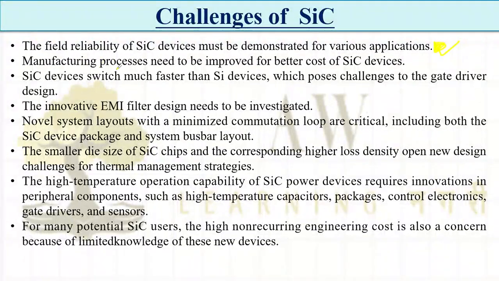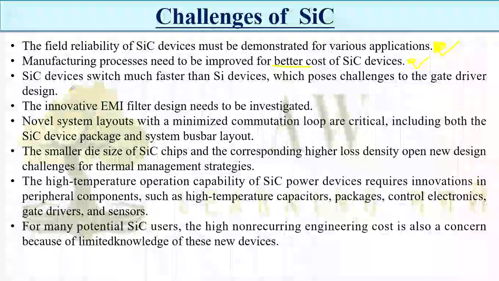Second one is the manufacturing process needs to be improved for better cost of silicon carbide devices. So these devices are a bit costly, right? Because they provide very good advantages, the cost is also increased. But if we work on the manufacturing process, then maybe we can decrease the cost. So people are working on the manufacturing process so that the cost will decrease.